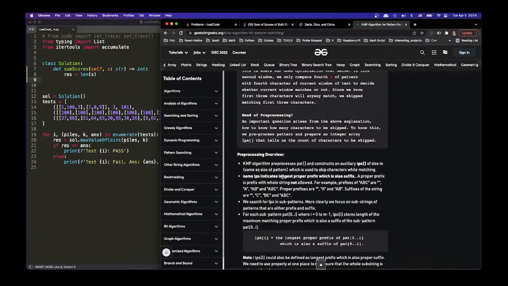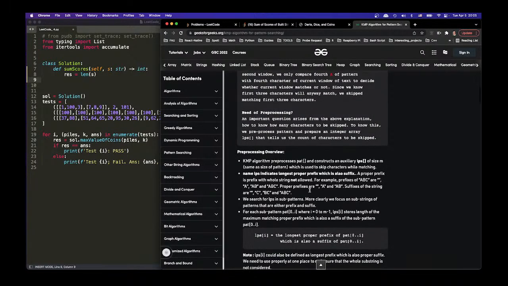LPS stands for the longest proper prefix which is also a suffix. A proper prefix is a prefix where the whole string is not allowed. For example, the prefixes of ABC are A, AB, and ABC. The proper prefixes are A, AB, and the empty string. For suffixes, the whole string ABC is allowed. We search for the LPS in subpatterns. More clearly, we focus on substrings of the pattern that are either a prefix or a suffix.